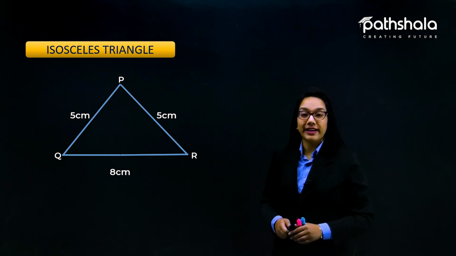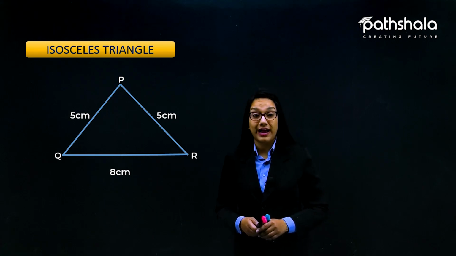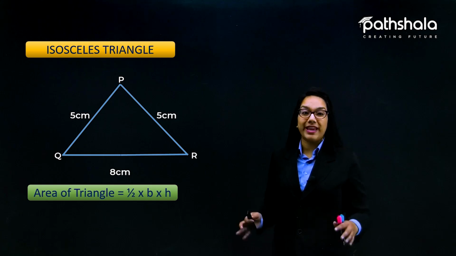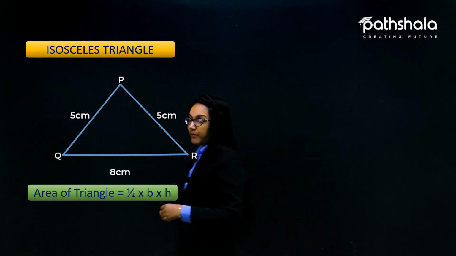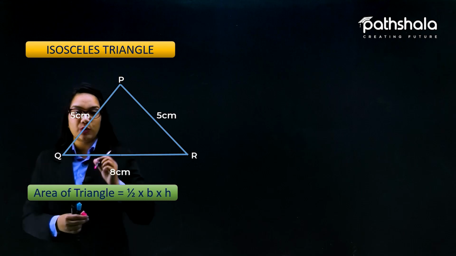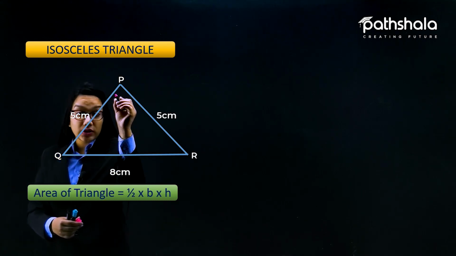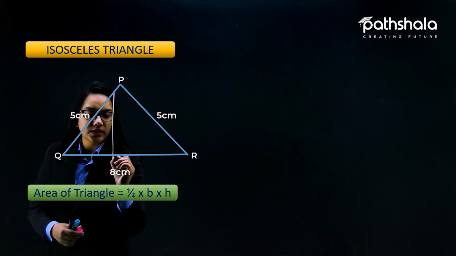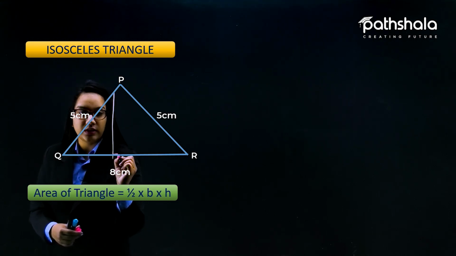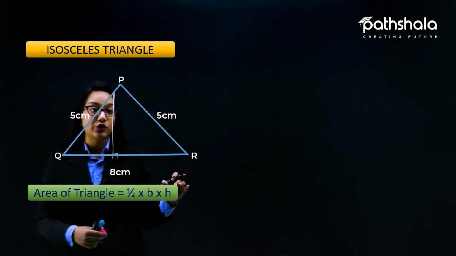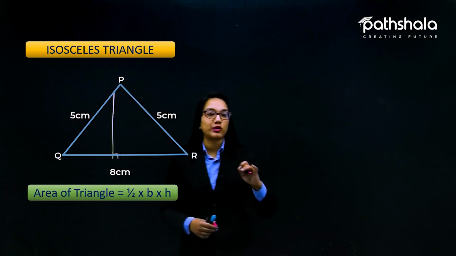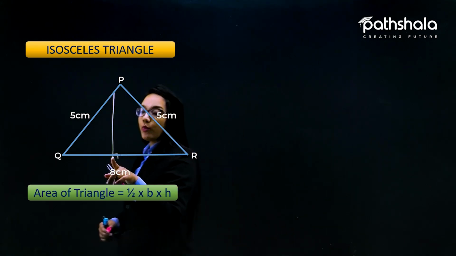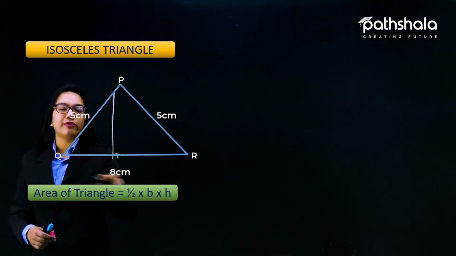In order to find the area of this triangle, again we are using the same formula, which is half into base into height. Suppose I draw a perpendicular from the vertex P towards the side QR. Then it will divide QR into two sections, because in the previous case we also took a perpendicular, but that perpendicular was such that the point M was the midpoint of the side QR.